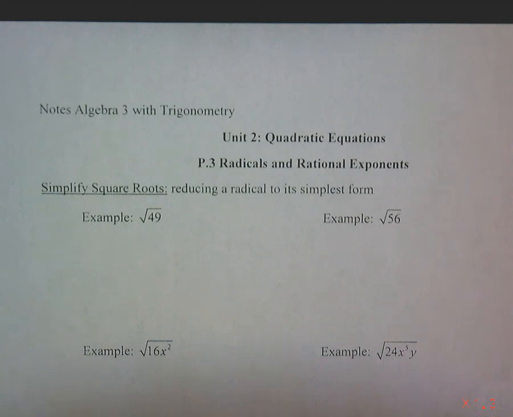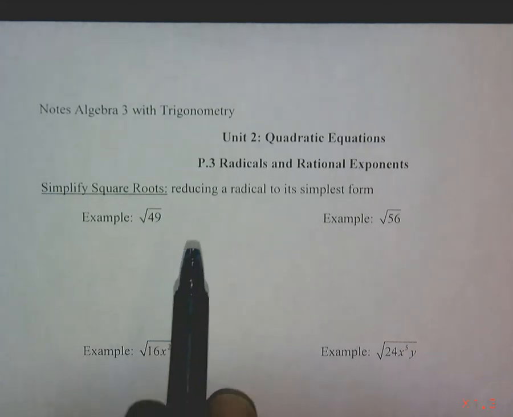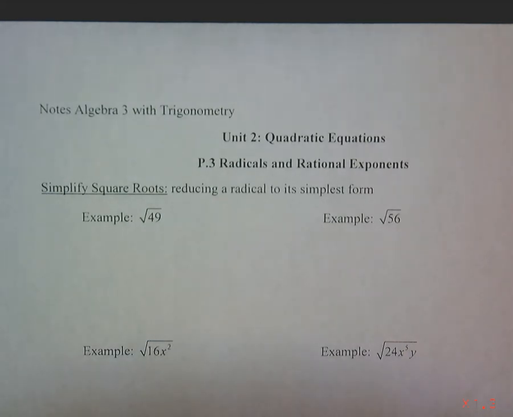Okay, this video is for Algebra 3 Notes, section P.3, Radicals and Rational Exponents. We're only going to focus on radicals for this section. We're on Unit 2, Quadratic Equations. So when we're simplifying square roots, you're reducing a radical to its simplest form. And there are two different methods that you may have learned, and I'll explain both of them here.